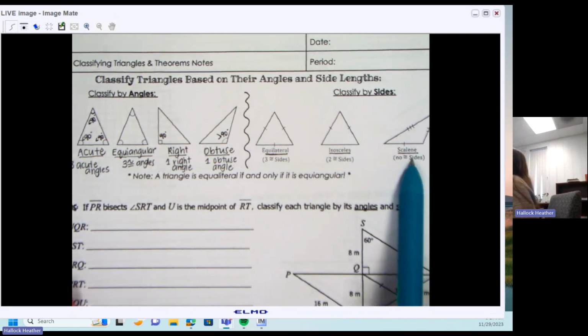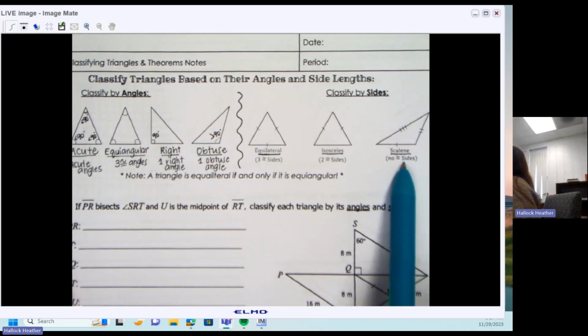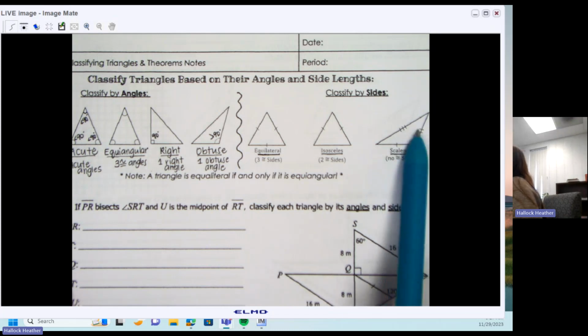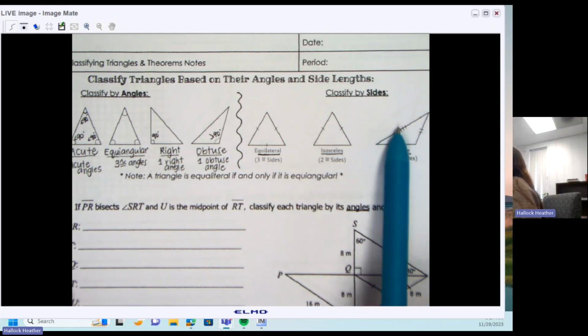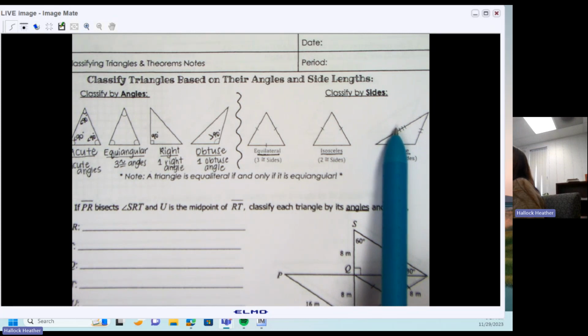A scalene triangle you should have talked about, but you may not remember it because it's a weird word. It has no congruent sides. That's why one side has 1 dash, another side has 2 dashes, and the third side has 3 dashes. They're not congruent at all.